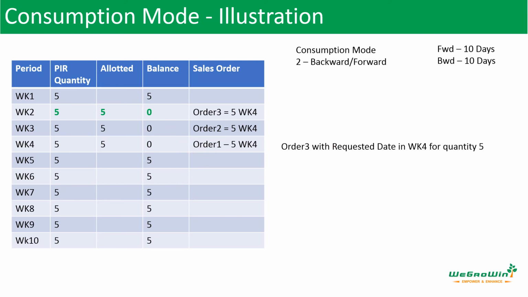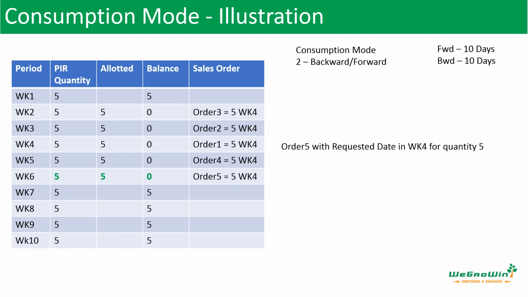Now in the same week 4, we enter another order. What is happening? After the backward, now it is going forward. So it is consuming the plan in week 5, the next week. Entering another order, all the orders we are entering at requested week 4 only. So first it saw all the backward, now it is seeing all the forward.